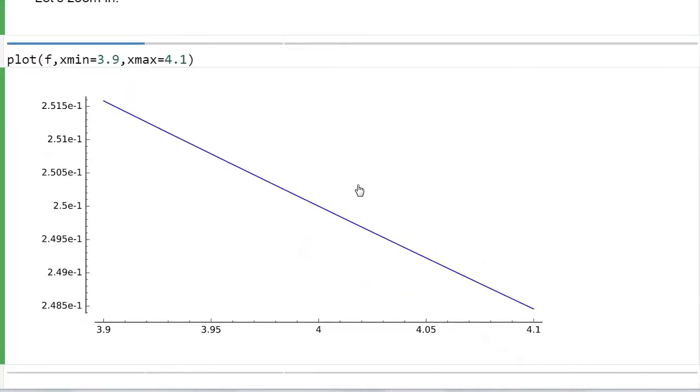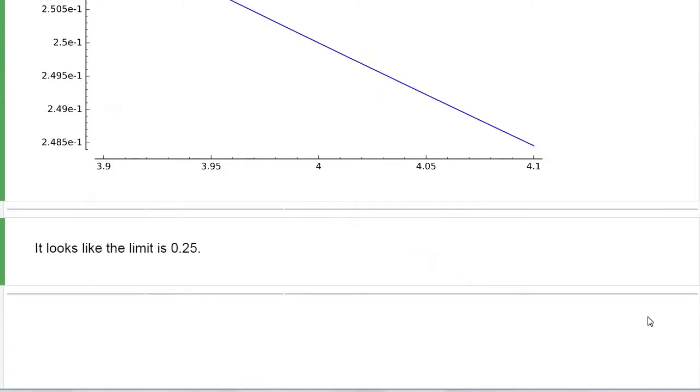And here I zoomed in some more. So I changed my x min to 3.9, changed my x max to 4.1. I'm getting closer to 4. Still see the same thing. Looks like I'm still here in the neighborhood of 1/4.